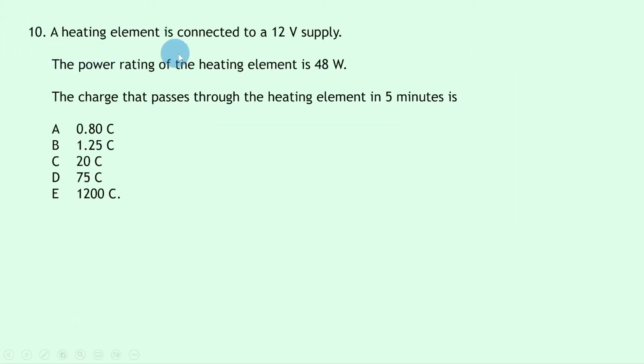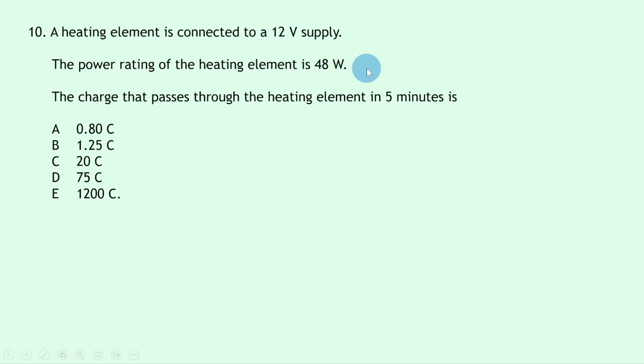Question 10 says a heating element is connected to a 12 volt supply. The power rating of the heating element is 48 watts. The charge that passes through the heating element in 5 minutes is... Well, remember, to calculate charge we need current and we need time. So you'll see we've got a time of 5 minutes which we need to convert into seconds, but we don't have a current yet. But we do have a power value and also a voltage.